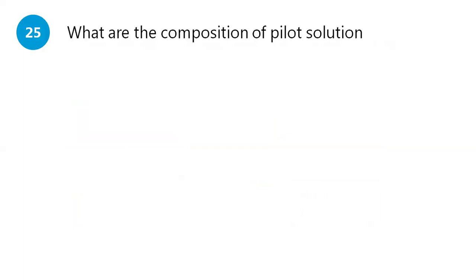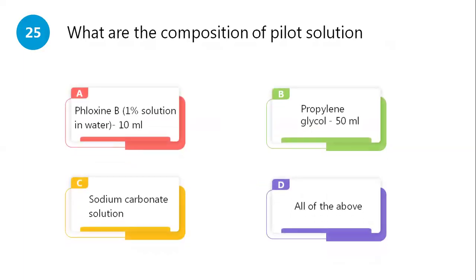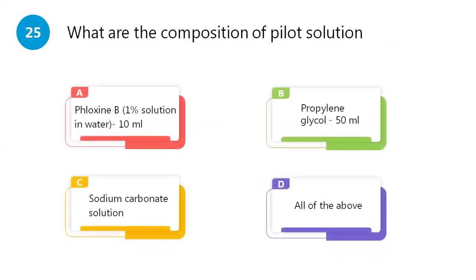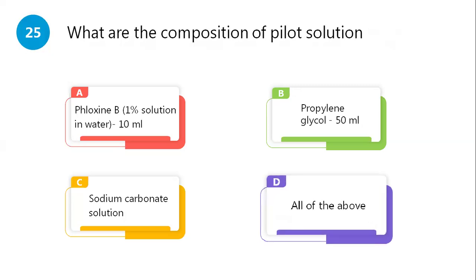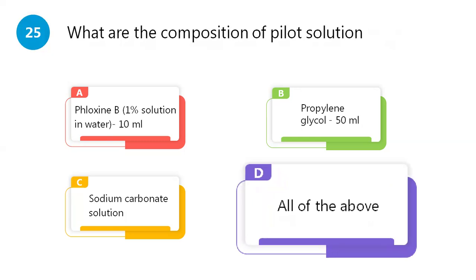Next question, what is the composition of Pilot solution? Pilot solution is used for absolute eosinophil count. Option A, phloxine B, 1% solution in water, 10 ml. Option B, propylene glycol, 50 ml. Option C, sodium carbonate solution. Option D, all of the above. The right answer is option D, all of the above.